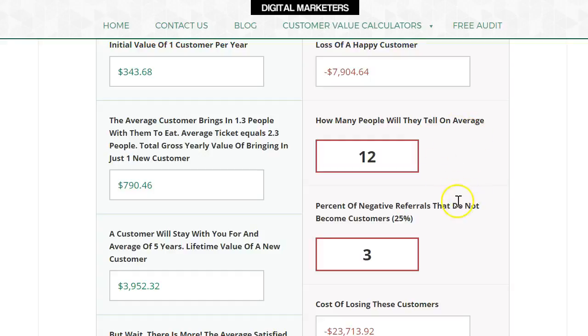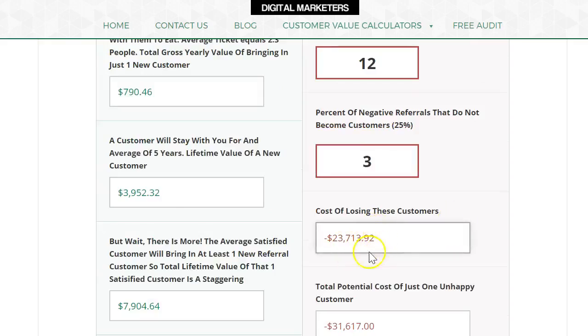Now, the number of negative referrals that do not become customers is actually 3. They're going to tell 12 people, but 3 of them will actively not ever become your customer because of that. So that one unhappy customer just cost you $23,713.92 in potential lost revenues. These numbers are real.